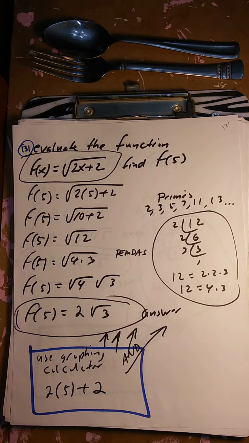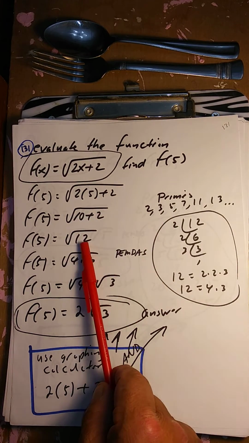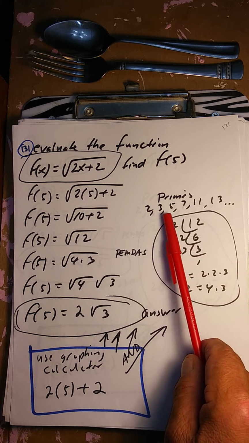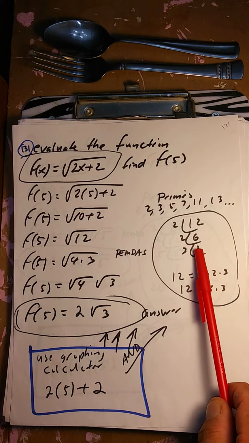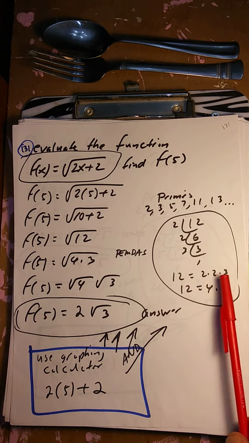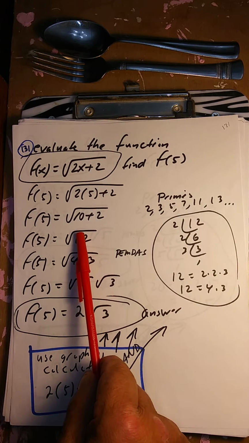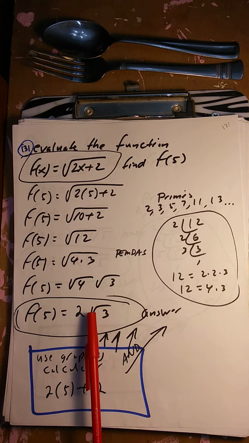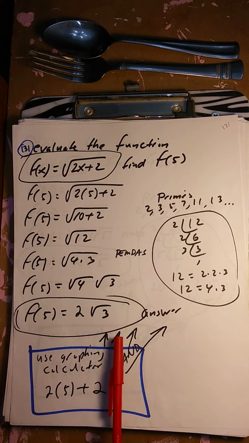How about this one? Evaluate the radical function f of 5. So put a 5 in there. 2 times 5 is 10. 10 plus 2 is 12. Let's break it down with prime numbers: 2, 3, 5, 7, 11, 13. Does 2 divide 12? Yes, 6. Does 2 divide 6? Yes, 3. Does 3 divide 3? Yes, 1. So 12 is 2 times 2 times 3, or 12 is 4 times 3. I'm going to replace this for the 12. Square root of 4, square root of 3. So now this one I can do. This is going to be 2 square root of 3. Final answer right there. So radical function f of 5 is equal to what? 2 square root of 3.